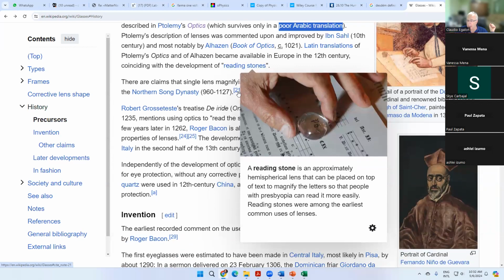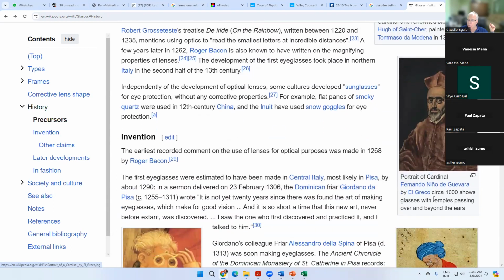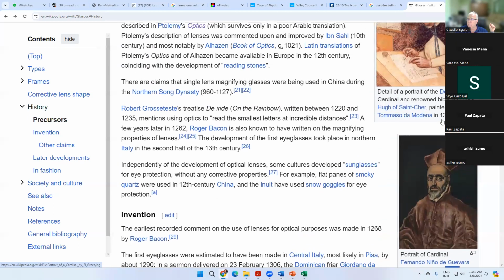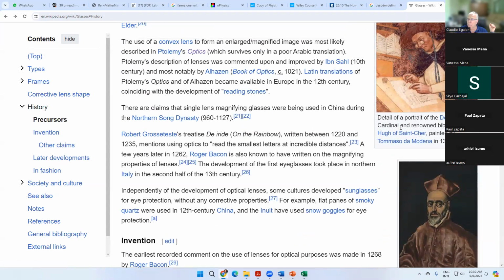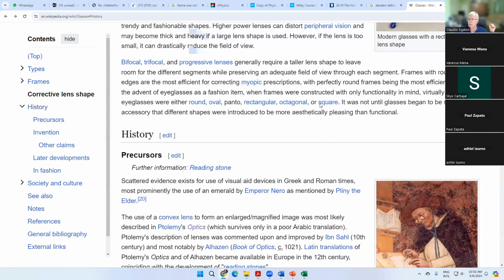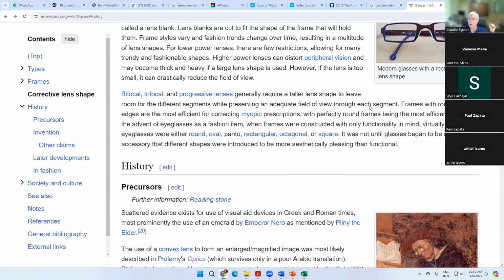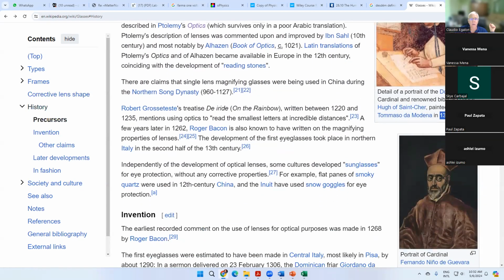Reading stones were among the earliest common uses of lenses. Okay, this guy here, portrait of Cardinal Fernando Niño de Guevara, but it was circa 1600. So here you go. We have eyeglasses that look like modern eyeglasses of today, right? Detail, Dominican Cardinal, 1300. Painted. So he's also using an eyeglass. That's 1300. That's a modern eyeglass, of course.